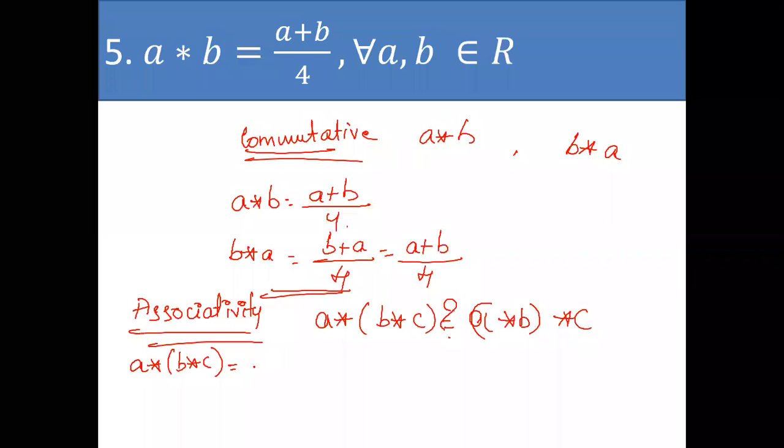So what is a star b star c? You have to apply first for a. Okay, it is not associative. Good Sahana, it is not associative. Why is it not associative? We'll check. What happens to b star c? It is b plus c divided by 4.